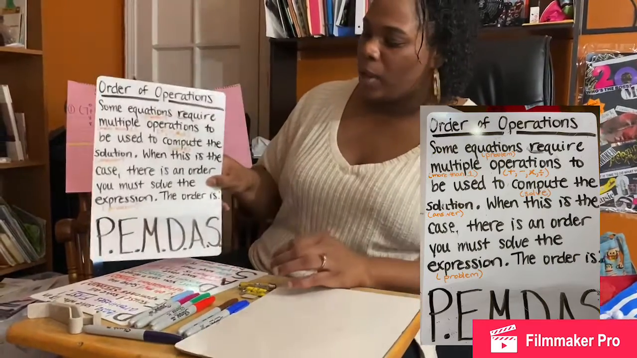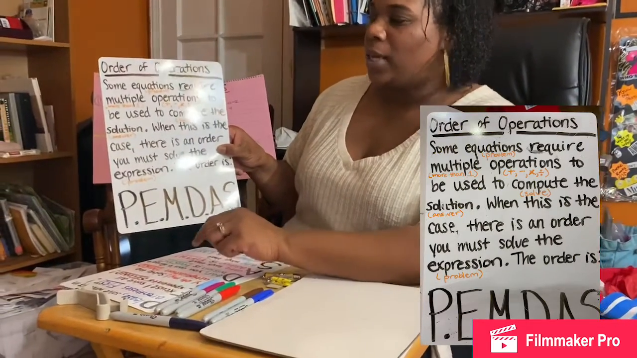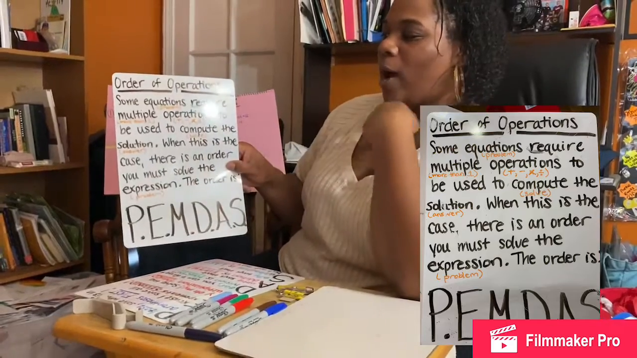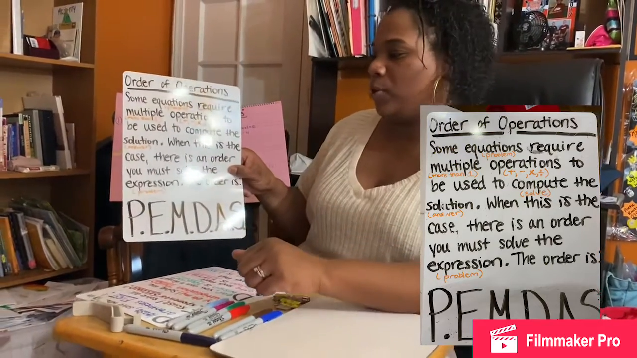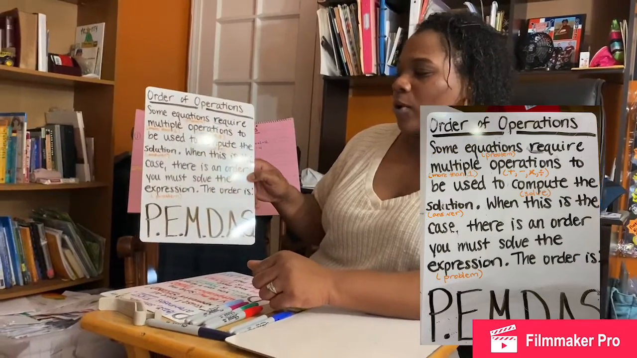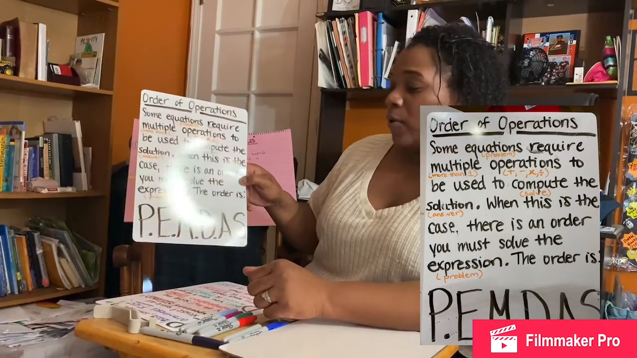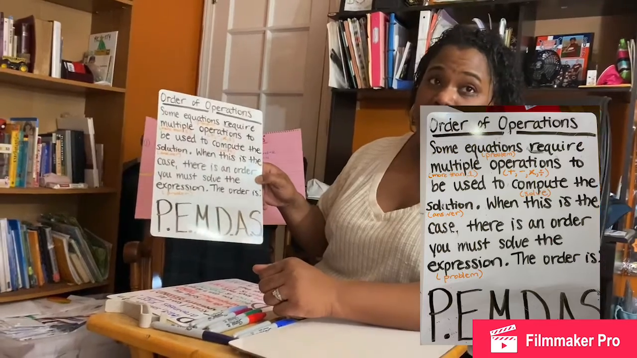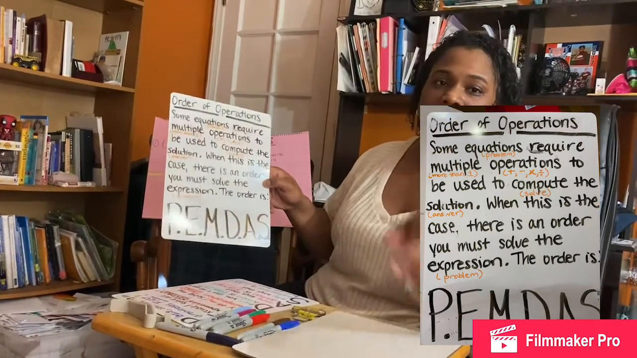All right. So the order of operations tells us that some equations require multiple operations to be used to compute the solution. When this is the case, there is an order you must solve the expression. The order is PEMDAS. All right, say that with me, PEMDAS.